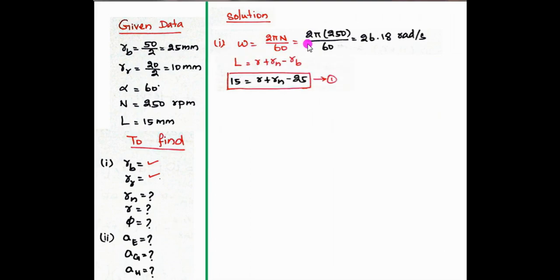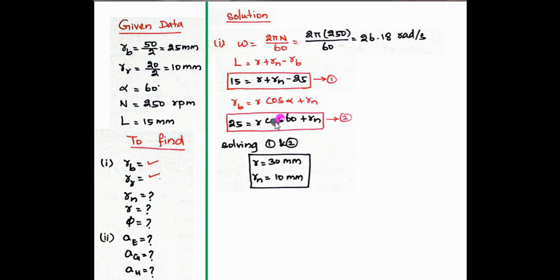Using these lift relations, substitute the values of L and RB, we get one equation with two unknowns, R and Rn. Now use another relation: substitute the value of RB and alpha in this equation, we get equation number 2. By solving equations 1 and 2, we can get R equal to 30 mm, nose radius is 10 mm.